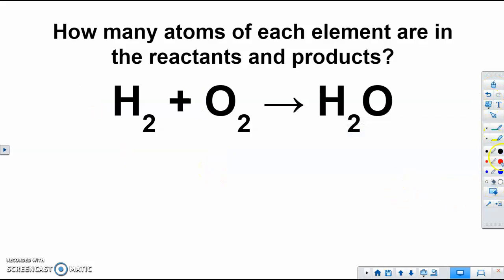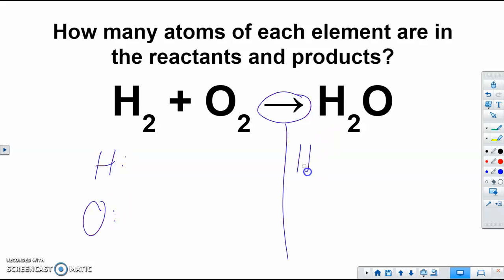Now, I'm going to show you how to first calculate how many atoms of each element there are. So what you want to do is kind of draw a line down the middle. Wherever this arrow is, we want to draw a line down the middle to separate the reactants from the products. We want to list out each of the elements that we have. So over here we have hydrogen, we have oxygen. Right side we have hydrogen, we have oxygen. And count up currently how many atoms of each element there are.